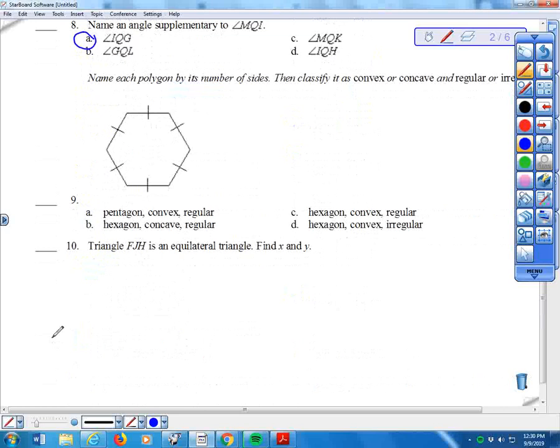Okay, name each polygon. Well, this has 6 sides, so it's a hexagon. All sides are equal, so it's regular. And all of the corners are outside, they're not inside, so that means it's convex. So hexagon, convex, regular.